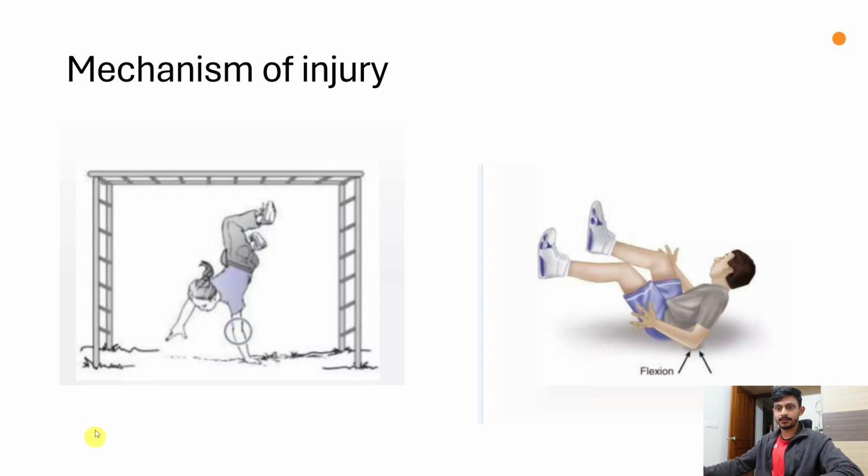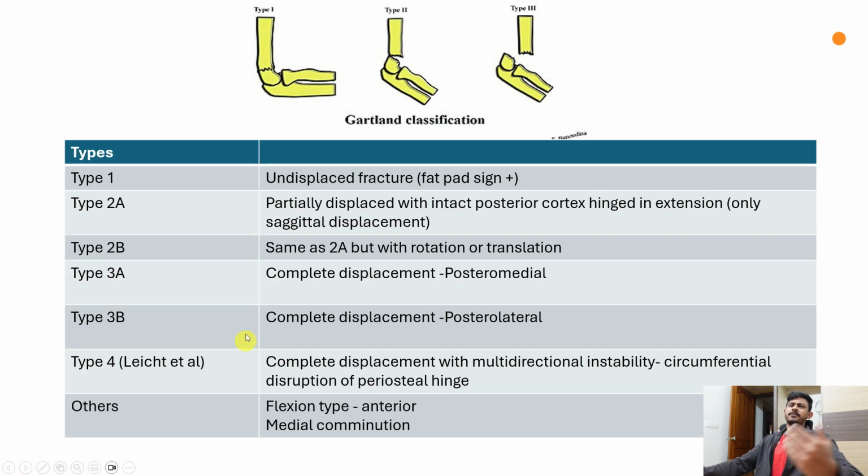Coming to the second slide. So this is very briefly the Gartland classification. Just for completeness, I'm just going to tell you what the classification is. And this table is a mix of many tables from sources, and I'll tell you what I mean by that.